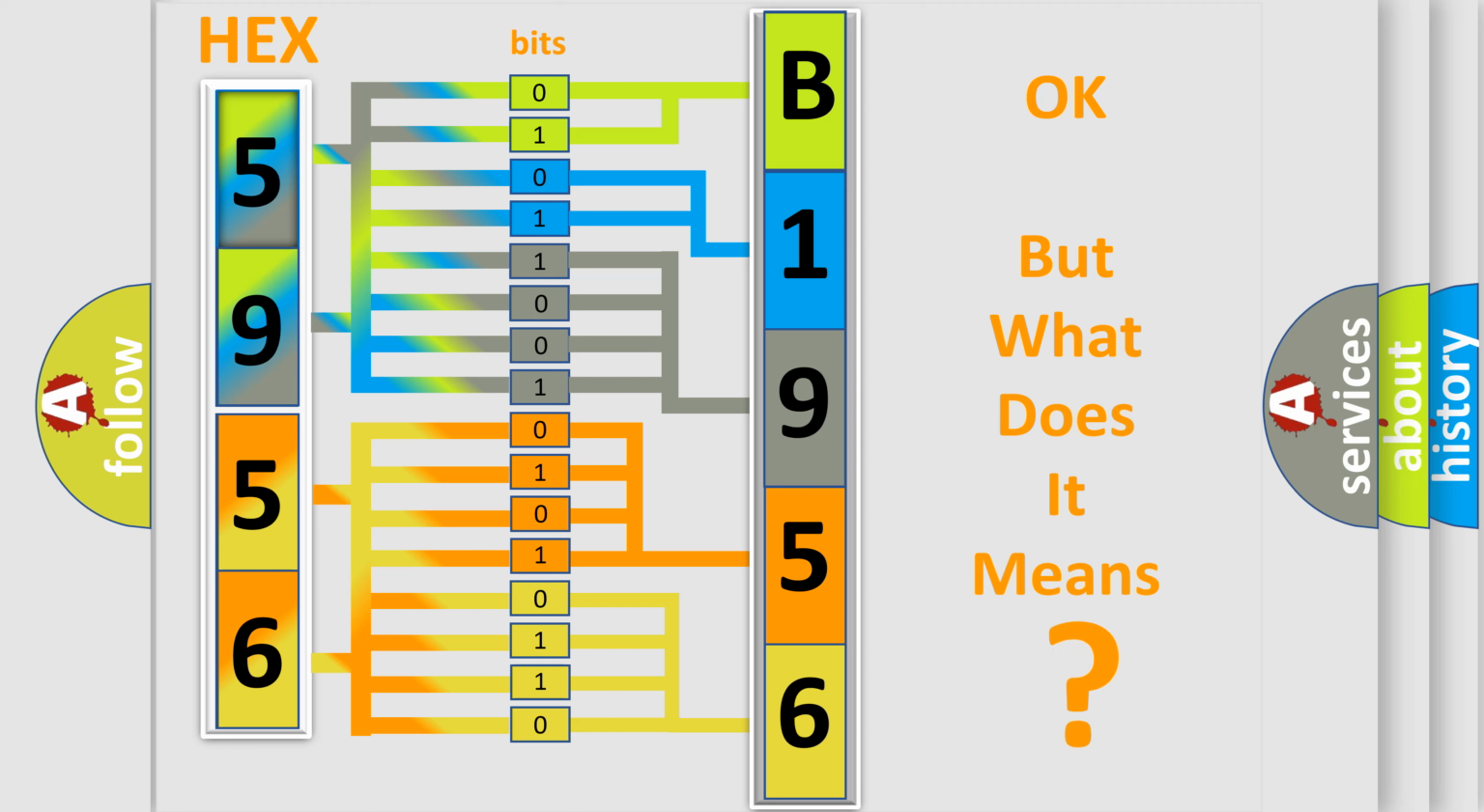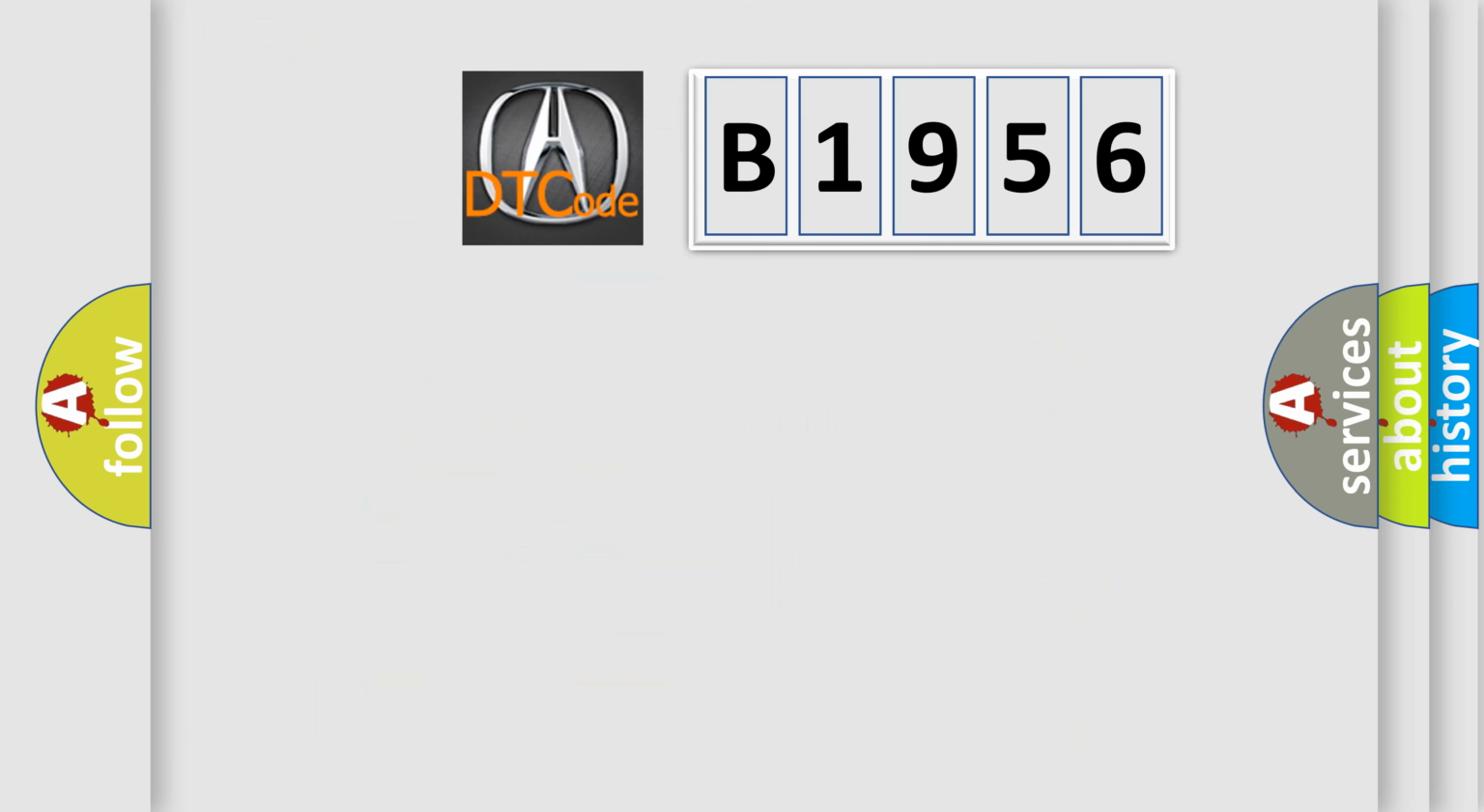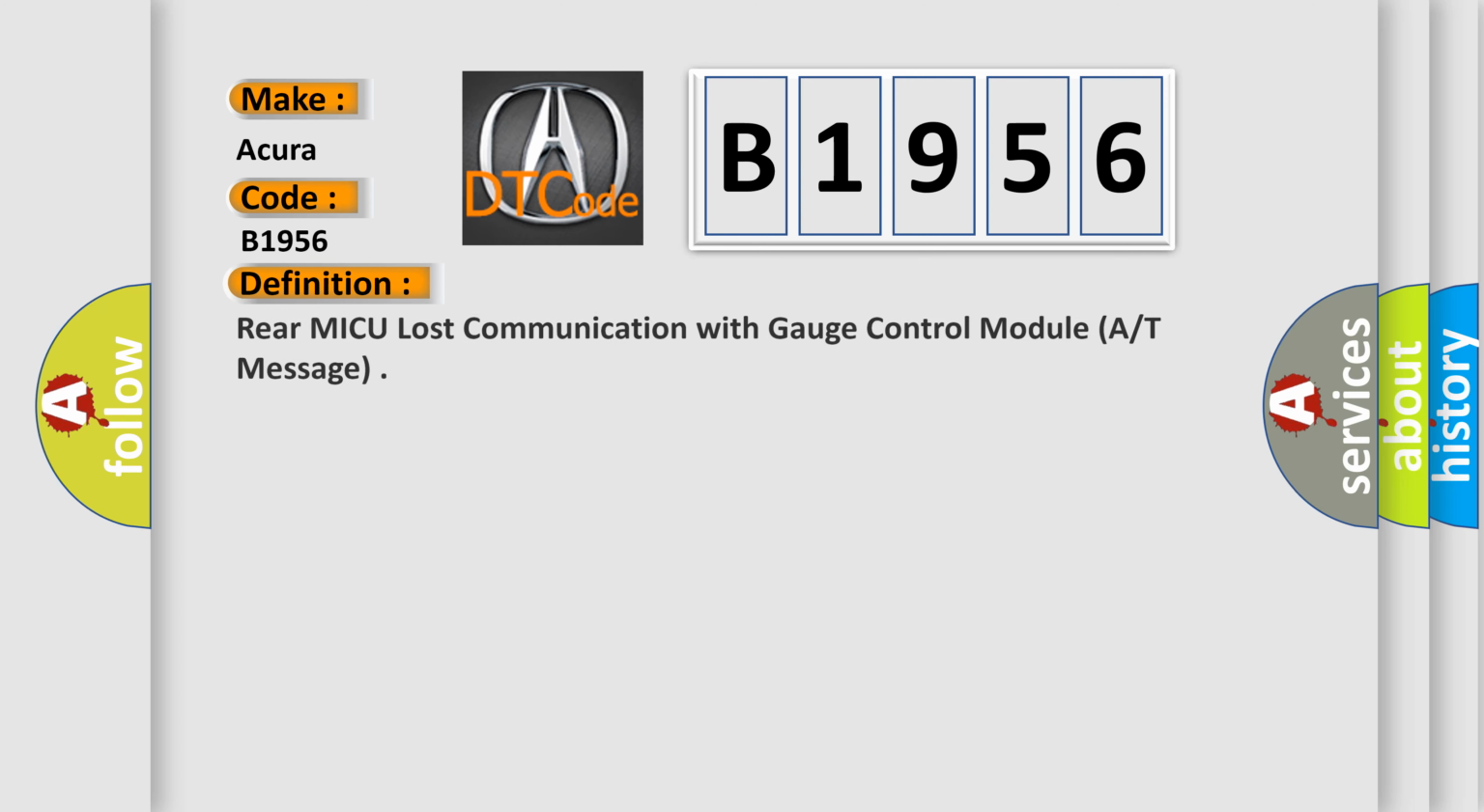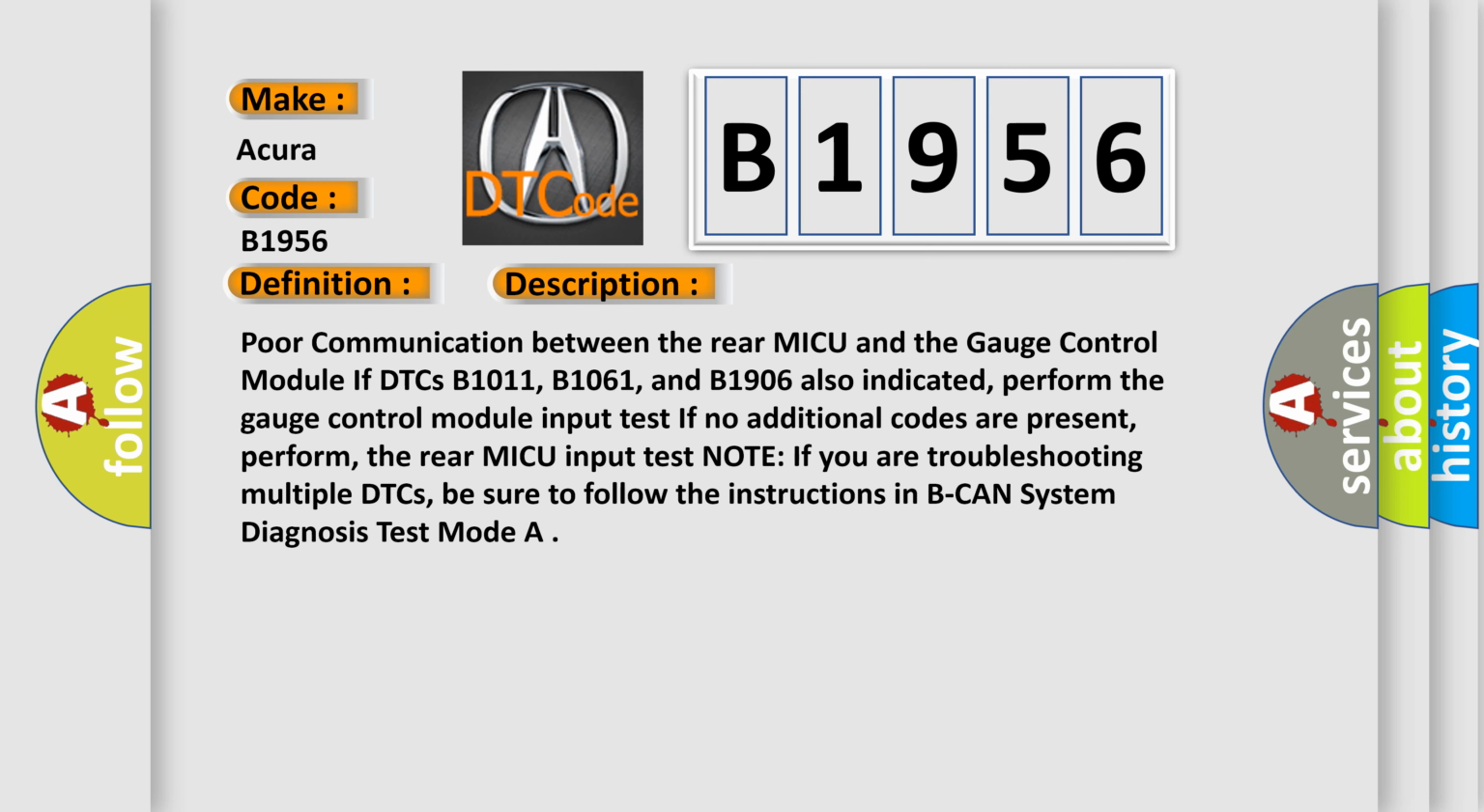The number itself does not make sense to us if we cannot assign information about what it actually expresses. So, what does the diagnostic trouble code B1956 interpret specifically for Acura car manufacturers? The basic definition is: rear MICU lost communication with gauge control module at message. And now this is a short description of this DTC code. Poor communication between the rear MICU and the gauge control module if DTCs B1011, B1061, and B1956 are also indicated.